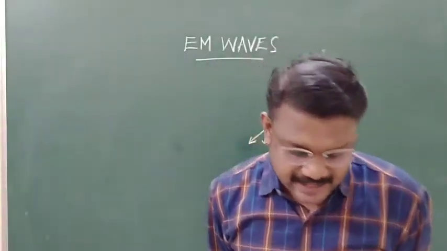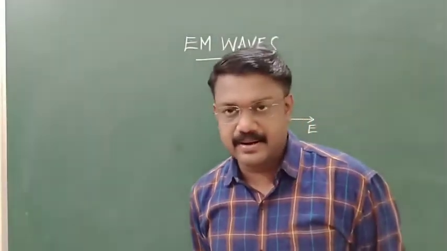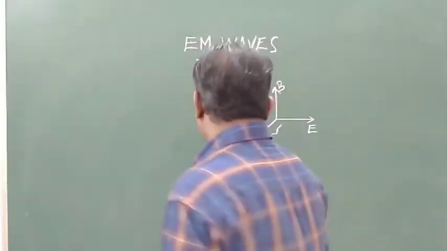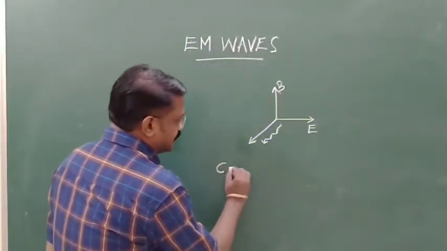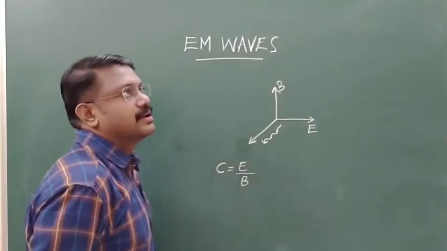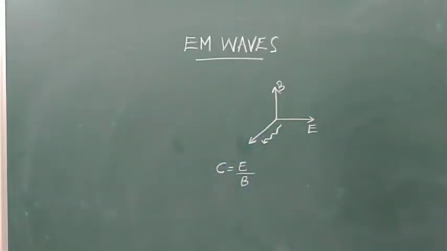And in free space, whenever an electromagnetic wave is traveling through free space, its velocity c is given by E by B, where E is the electric field intensity and B is the magnetic field intensity.